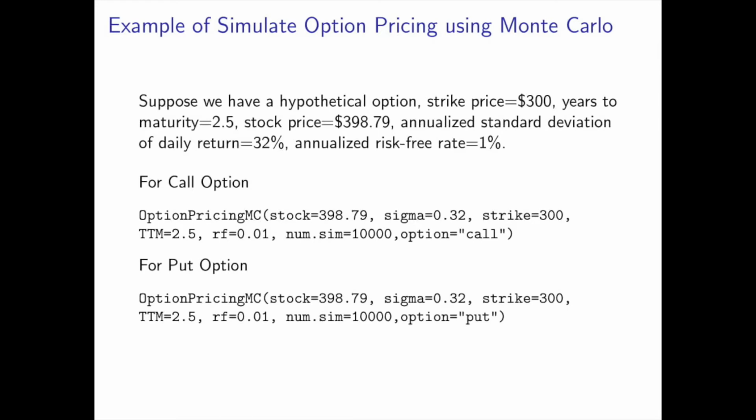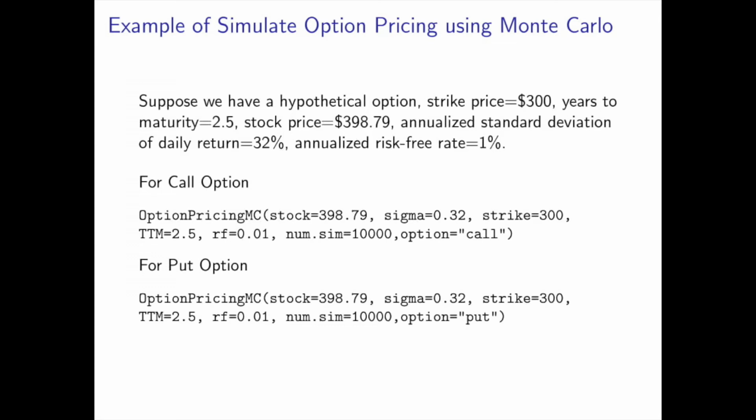Now I'm going to demonstrate how to simulate the stock price using our option price MC function by a simple example. This is an example from financial models at clifforddan.com. Suppose we have a hypothetical option with strike price of $300, years to maturity of 2.5 years. The initial stock price is equal to $398.79. Annualized standard deviation of daily return is 32%, and the annualized risk-free rate is 1%.